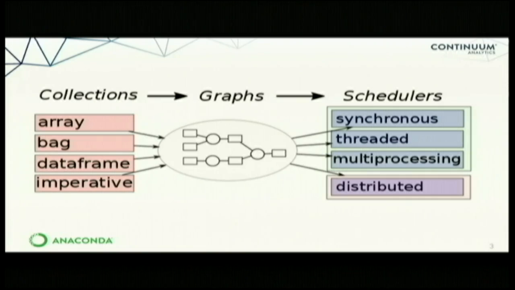The collections present an API for making graphs. The one that I just used, called dask.array, looks a lot like NumPy. It creates a graph, and then we take that graph and execute it with things called schedulers. We have several different schedulers for running the graph in a threaded environment, or multiprocessing environment, or a distributed environment, or just synchronously, which is useful for debugging things.